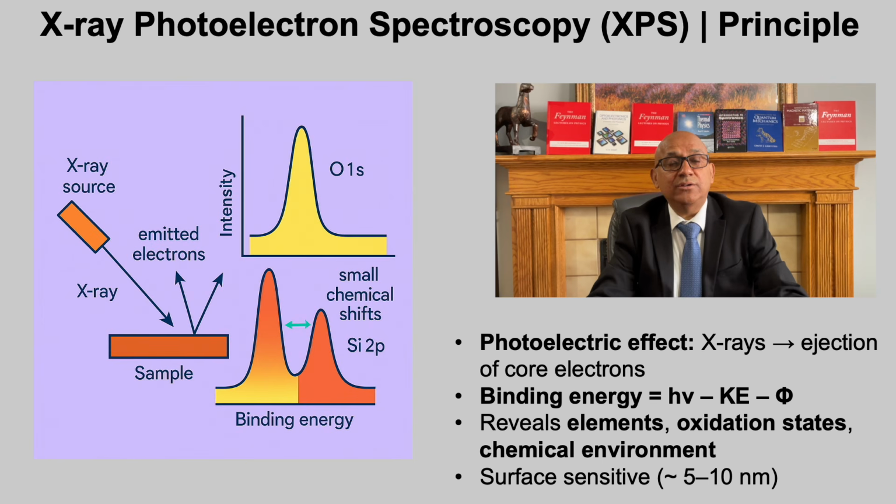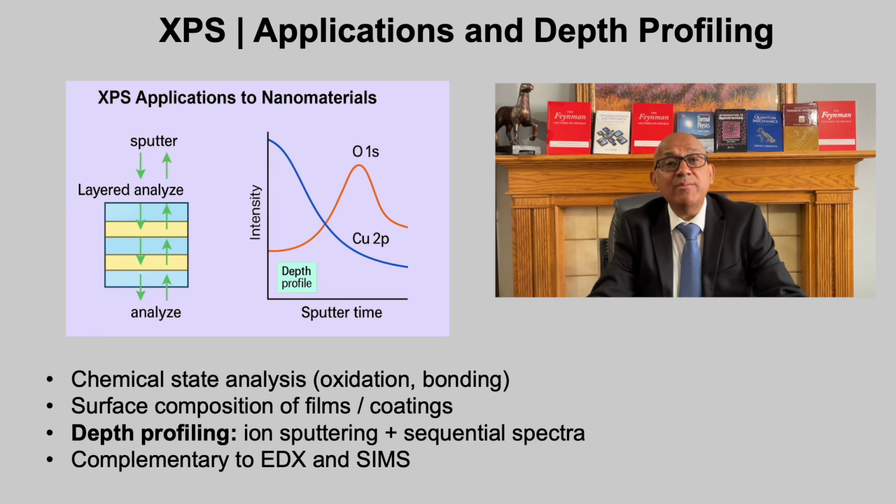film interfaces. Beyond elemental identification, XPS reveals how atoms are bonded and what oxidation states they occupy. Small shifts in peak positions reflect changes in electronegativity, allowing us to distinguish, for example, Fe2+ from Fe3+ or Ti3+ from Ti4+.